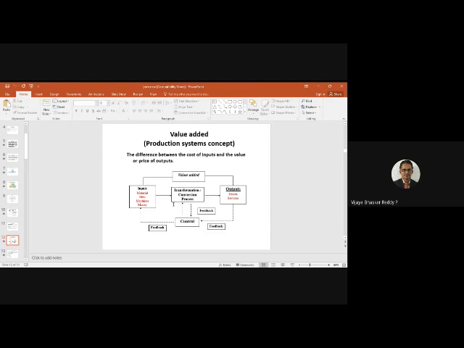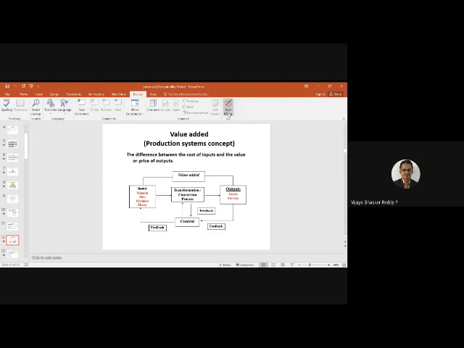So what is the system concept of production? As we have discussed earlier, a production system is the maintenance of resources for converting inputs to outputs. Maintenance of resources. Okay. So the difference between the inputs and the value or price of the outputs is something we can see here. That is what we are going to consider.